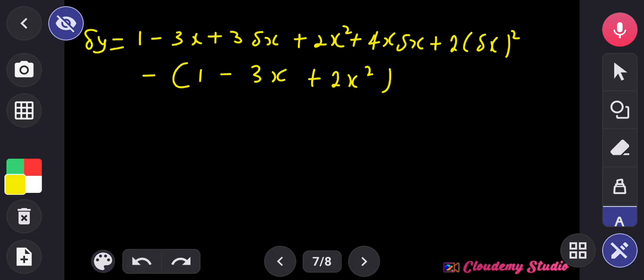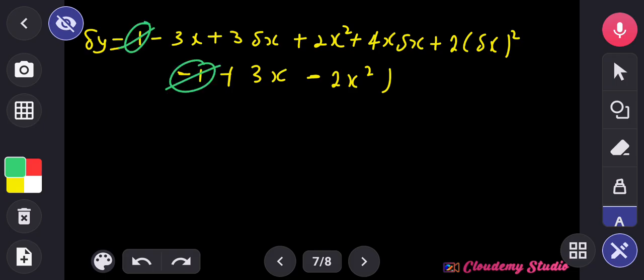Which means this one is going to become what? Instead of 1, it is going to be minus 1. If you open with a minus negative number, it's going to be minus 1. This one is going to be plus 3, and this one is going to be minus 2x squared, because we are multiplying everything with minus. You understand? So which means we have a positive 1 and a negative 1. They will cancel out each other.